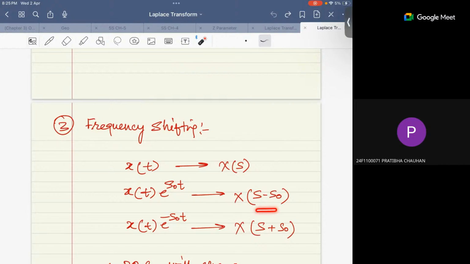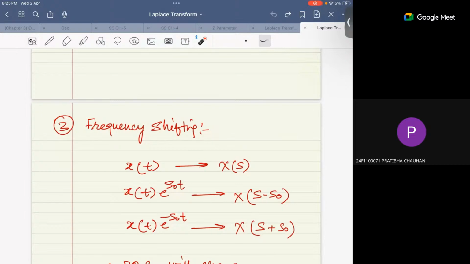S is getting shifted, right? Earlier the Laplace transform was X of s. Now the Laplace transform is what? If you are multiplying by e to the power s naught t, in the frequency domain the S is getting shifted, right? It is shifted to the right side. It becomes s minus s naught. You are just replacing s with s minus s naught, right? So you are doing something on s. Correct? If you are doing something, that means what? The ROC will change.